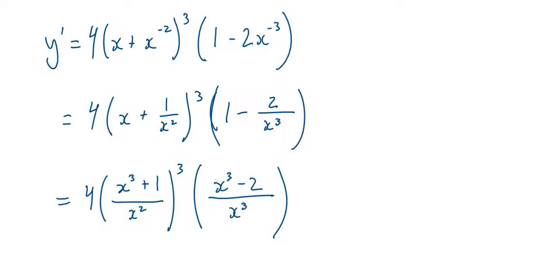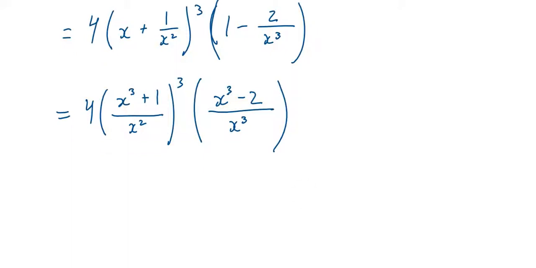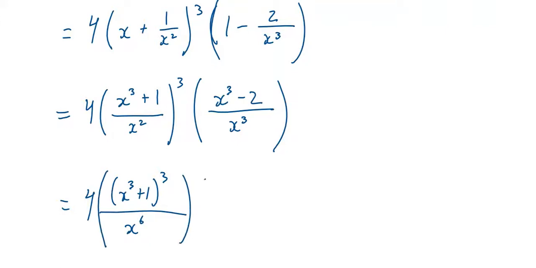Stop me if you have questions. I'm going to do a couple things. I'll do them in 2 separate steps. But so I'm going to take this exponent and separate it, so it's just on the top and it's just on the bottom. So this is x cubed plus 1 cubed over x squared cubed, multiplying the exponent, so that's x to the 6. And this one's just x cubed minus 2 over x cubed.